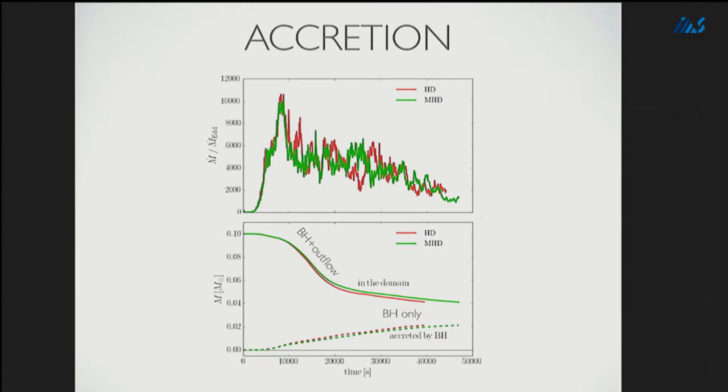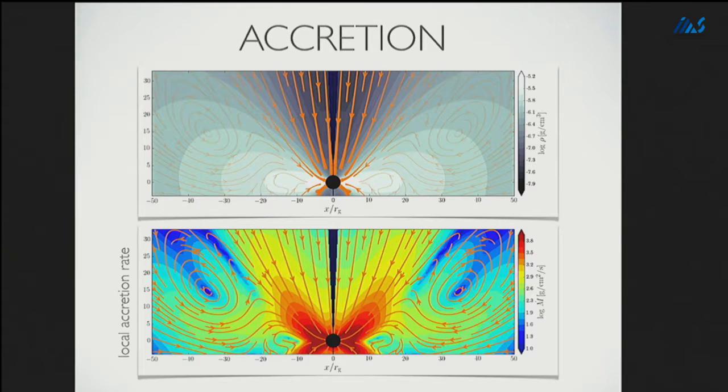Now the history of the accretion rate. On the black hole, this looks like that. The initial phase comes from the direct outflow. And where does the late stage come from? Where do we get the accretion after the circularization takes place?